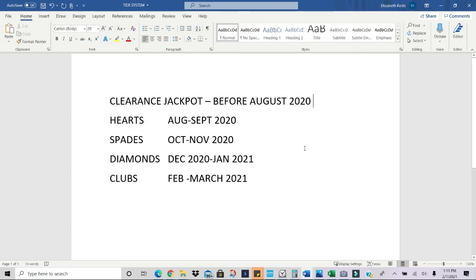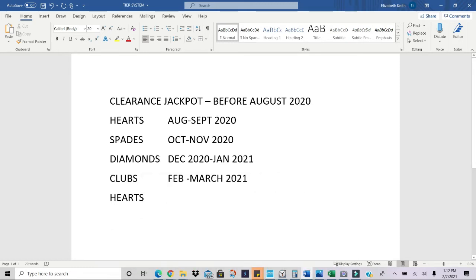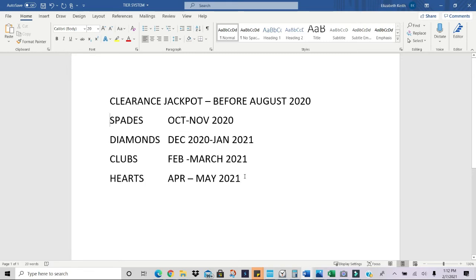Now, what's going to happen is in April, anything that's in the hearts category on March 1st, I'm going to move it to clearance jackpot. So any of these items here are going to be moved to clearance jackpot. And for April and May of 2021, anything I list will be in the hearts category, and this will be taken away. So it's like an 8-month rotation, okay?